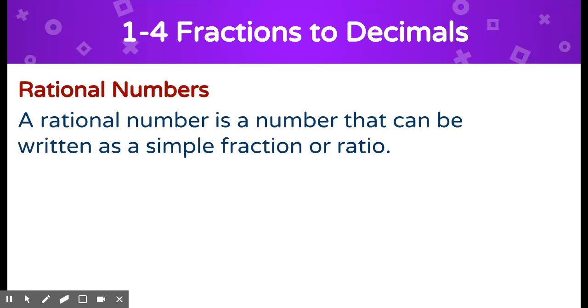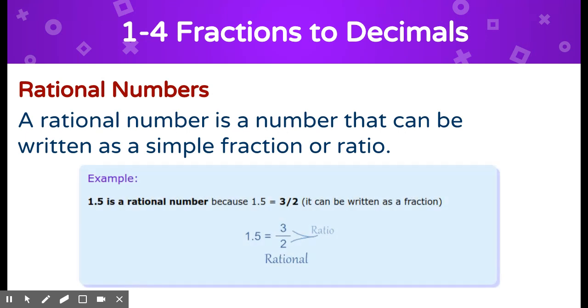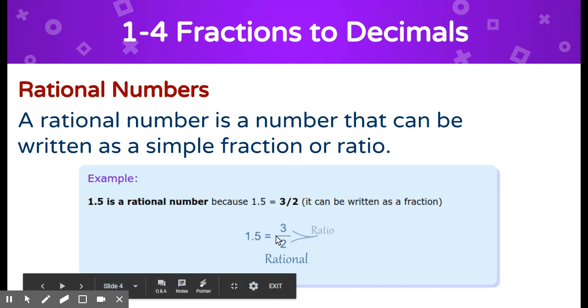So let's start by defining rational numbers. A rational number is a number that can be written as a simple fraction or ratio. So as long as a number can be turned into a fraction, it is considered to be rational. Because of this, you're going to see that all the rational numbers we work with are actually fractions. And we are going to be converting these fractions into decimals. So again, here's an example of a fraction. And because it can be written as a fraction, it's called rational. And we're going to convert it over to a decimal, which means both 1.5 here and 3/2, because they're the same thing, are rational numbers.